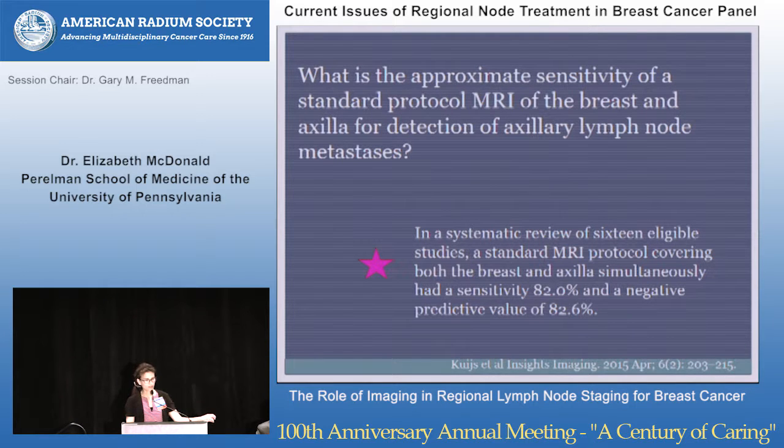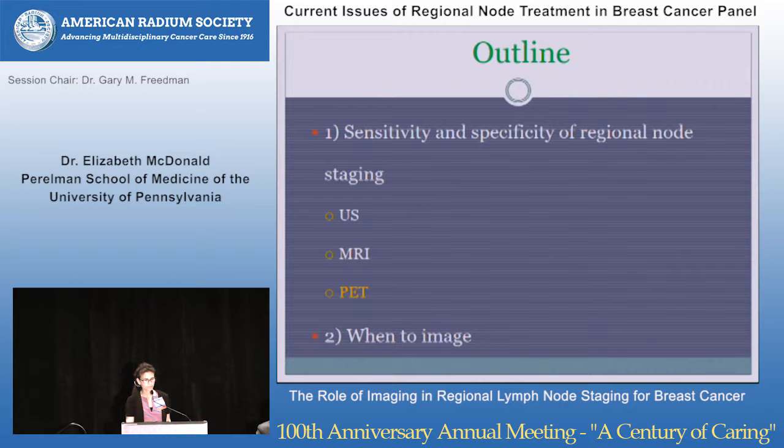So this is another, this is spoken in a different way. The sensitivity of a standard protocol of MRI, this is a SAM question, for breast and axilla for detection of axillary lymph node metastases, 82%.